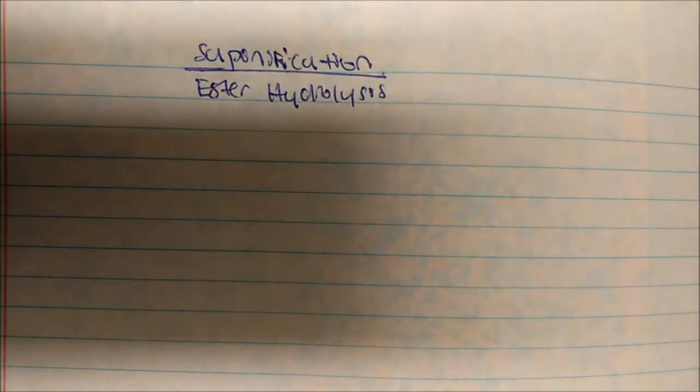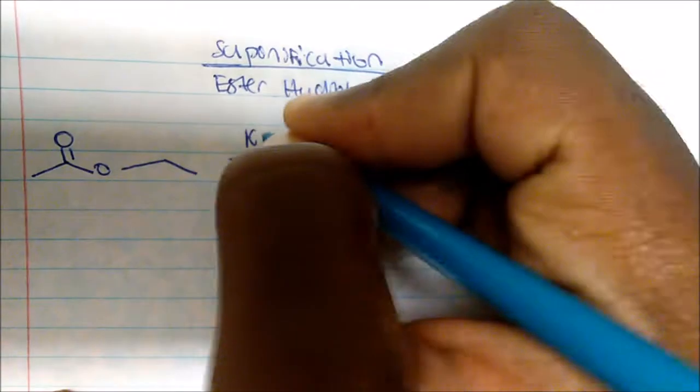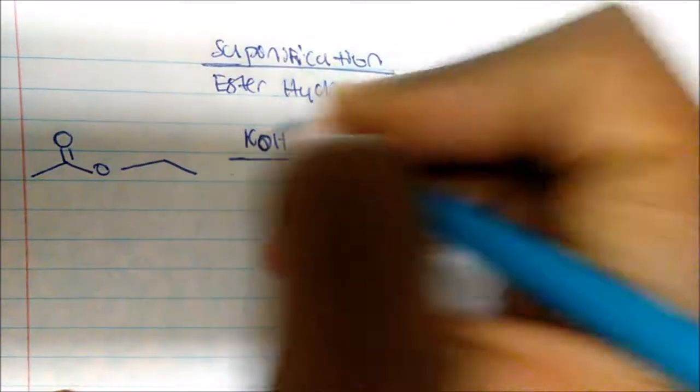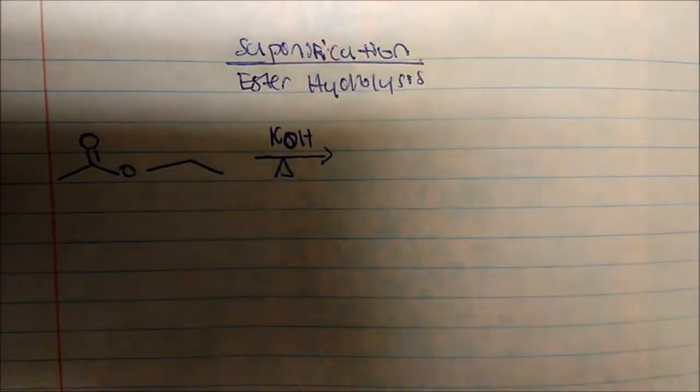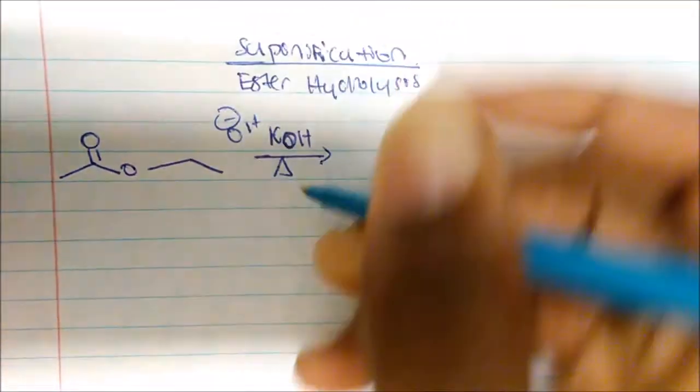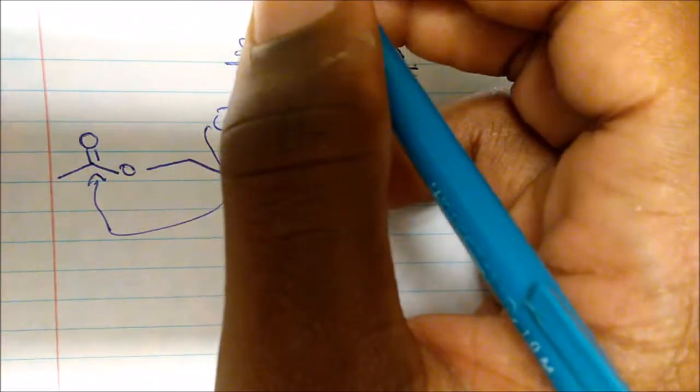In this video I'm talking about saponification, or ester hydrolysis. The idea is that if I take a typical ester, you add a strong base such as sodium hydroxide or potassium hydroxide under heated conditions. What we get is OH minus in solution, and it will attack the carbon.